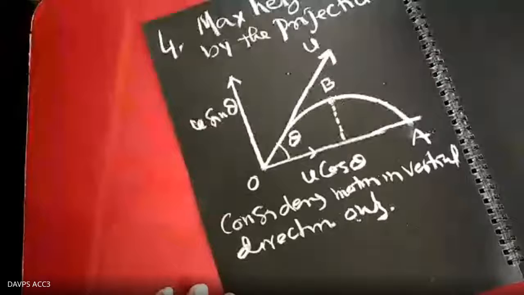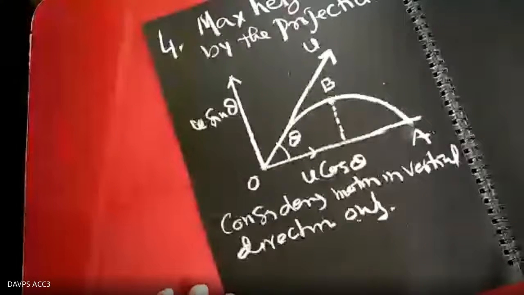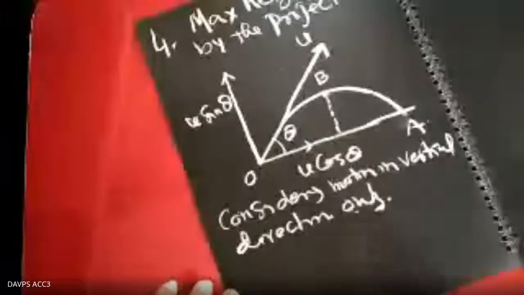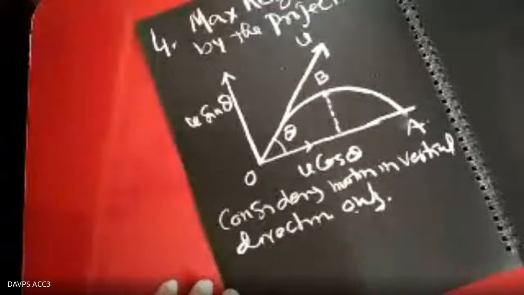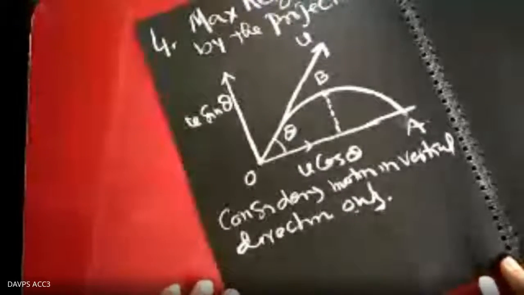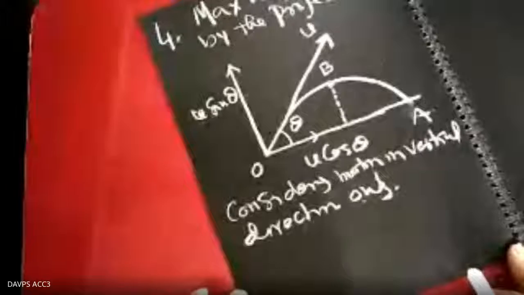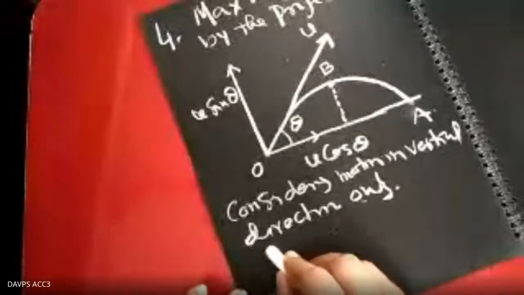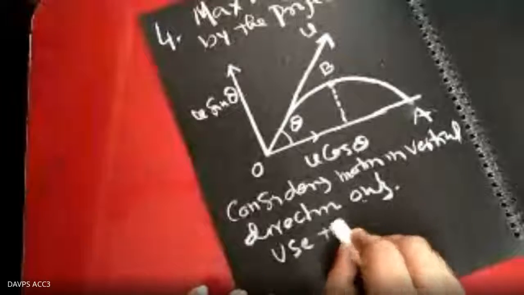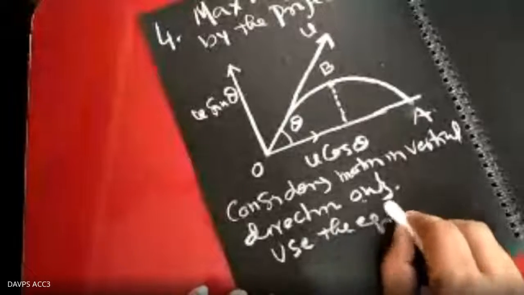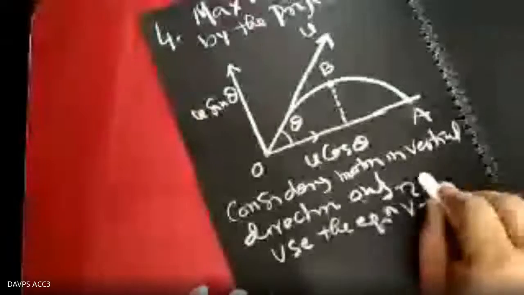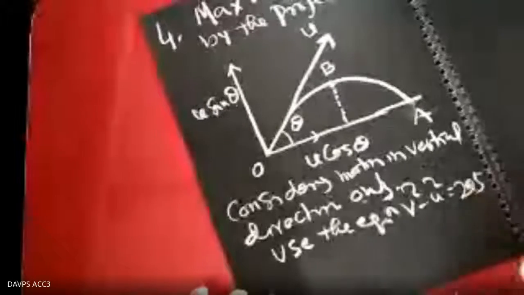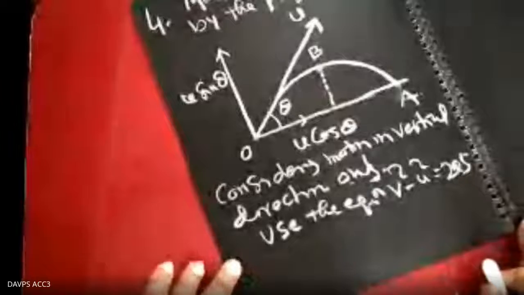3 पीरियड लेने के बाद सेम कॉन्सेप्ट आई एम टेलिंग ऑलवेज। Means as you are calculating the vertical height, we have to use the contribution of u sin theta. Considering motion in vertical direction only, we have to use the equation v square minus u square equal to 2as.